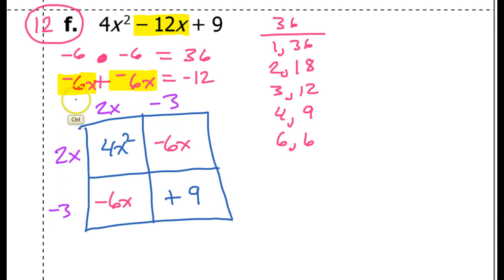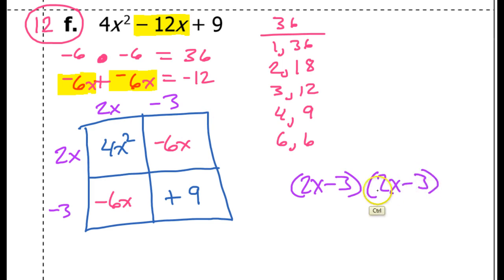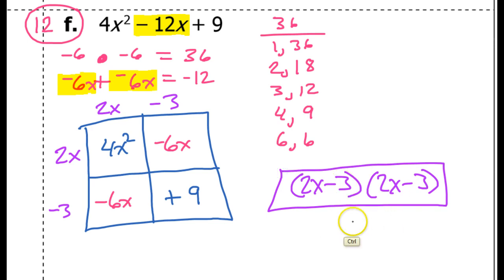This gives me a binomial times a binomial. From the left, I have 2x minus 3, and across the top, I have another 2x minus 3. Now, I did not take out a GCF, so I don't have to worry about including a GCF in the front here. So this is the final answer. Because these happen to be the same thing twice, I could also write 2x minus 3 squared if I want it to be fancy.